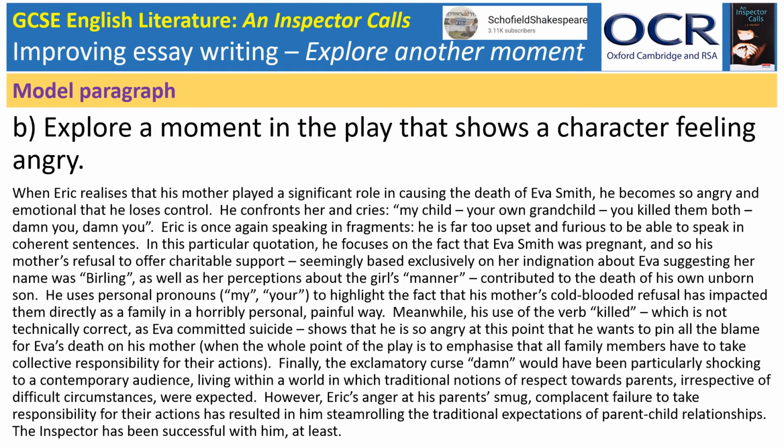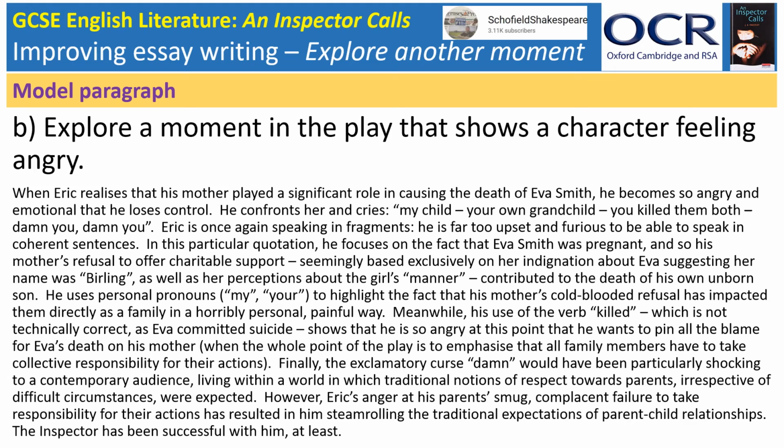In this particular quotation, he focuses on the fact that Eva Smith was pregnant, and so his mother's refusal to offer charitable support, seemingly based exclusively on her indignation about Eva suggesting her name was Burling, as well as her perceptions about the girl's manner, contributed to the death of his own unborn son. He uses personal pronouns, "my," "your," to highlight the fact that his mother's cold-blooded refusal has impacted them directly as a family in a horribly personal, painful way.